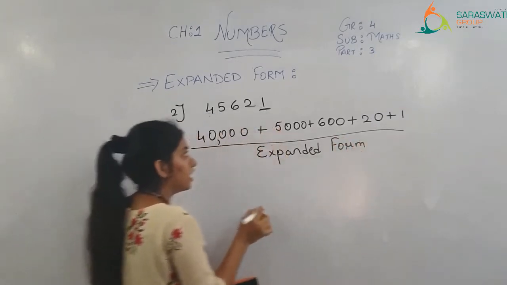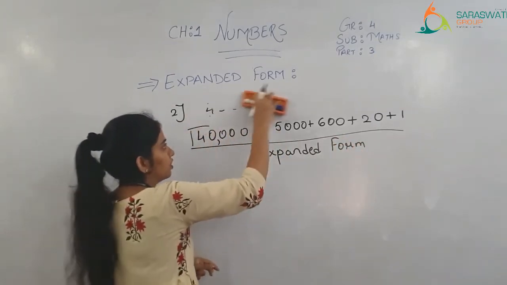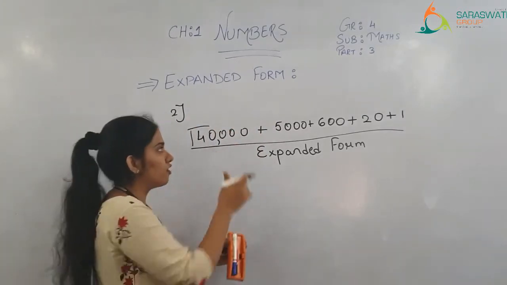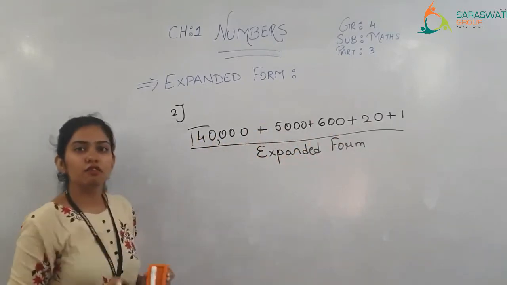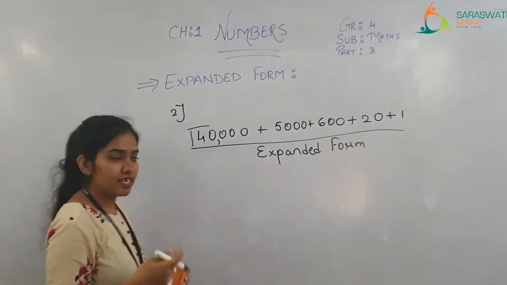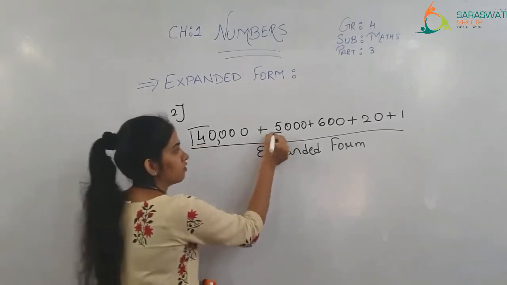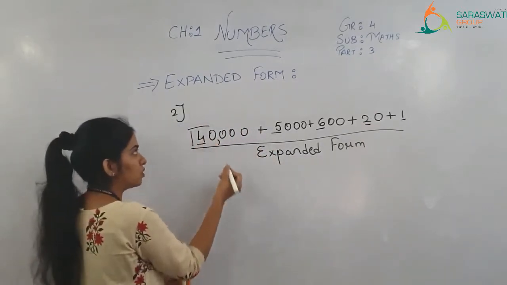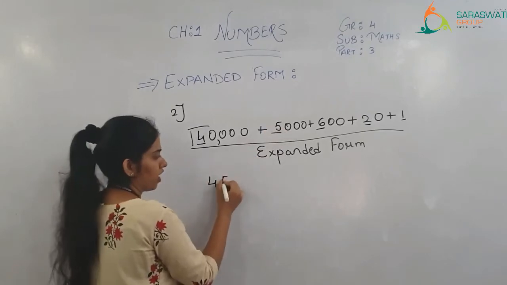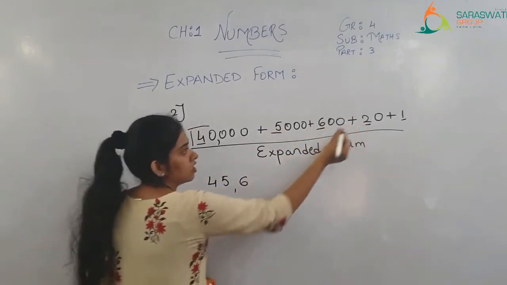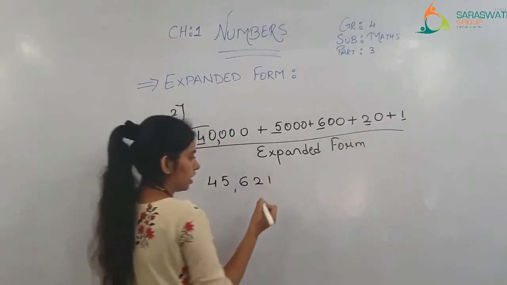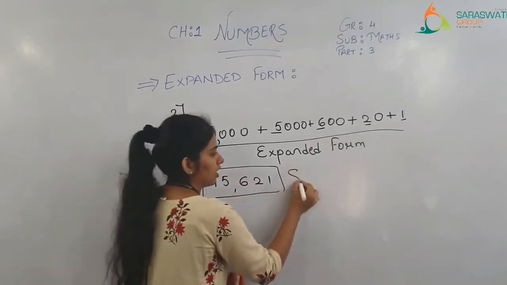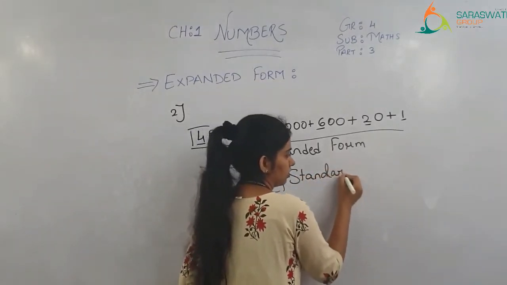Now, what if I give you only this? If I don't give you this, if I only give you the expanded form, and I say that now you have to make this into a standard form, then how are you going to do this? As I said, you take the first digit of each, then you will get the standard form. Let's do this. 4, 5, 6, 2 and 1. This becomes our standard form.